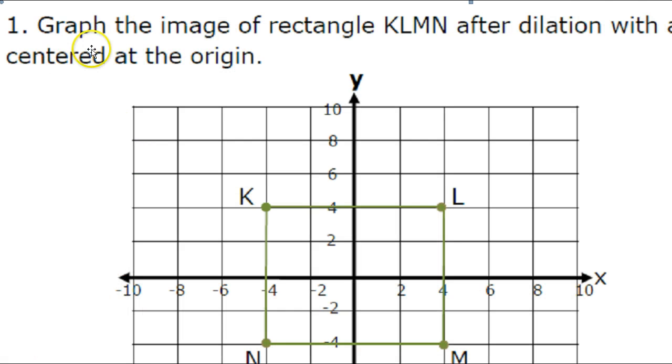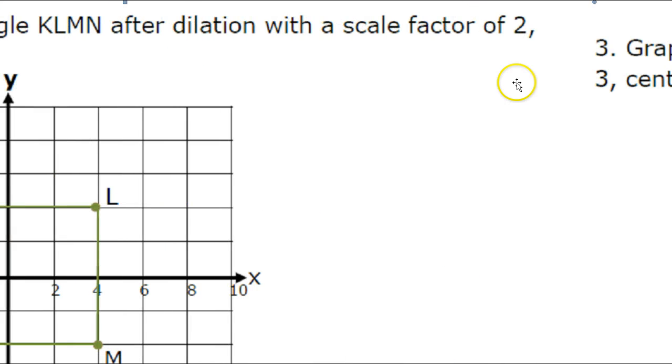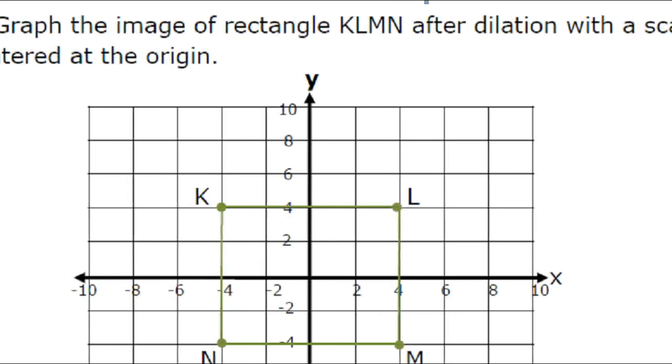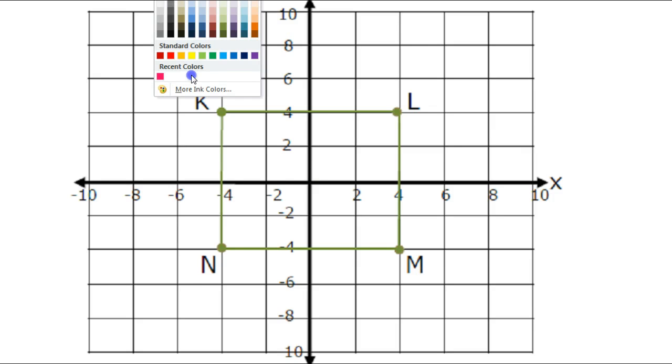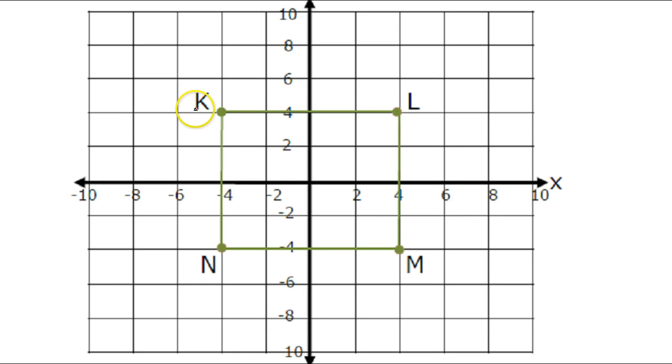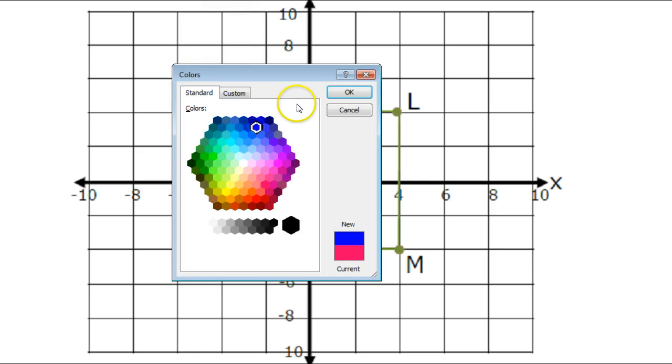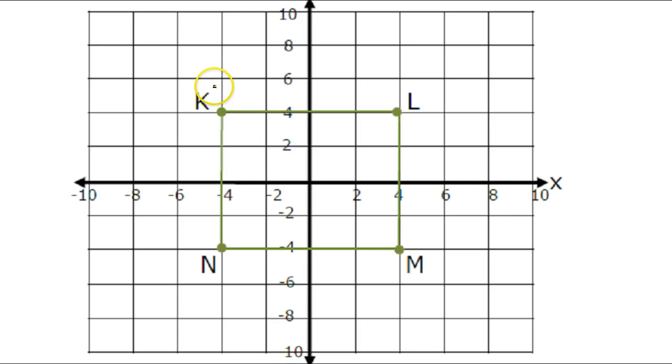For problem number 1, we are supposed to graph the image of rectangle KLMN after a dilation with a scale factor of 2. That's bigger than 1, so we are looking for this image to become twice as large. One way that you can do these problems is by using the ordered pairs. For example, point K over here is the point -4, 4.